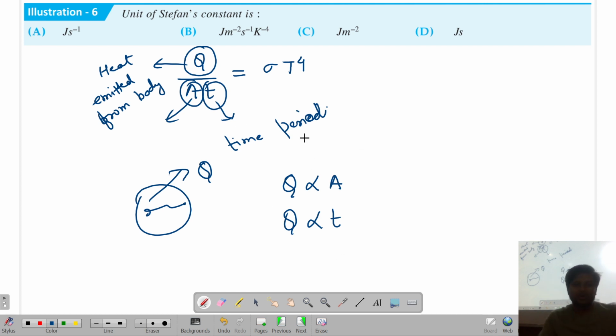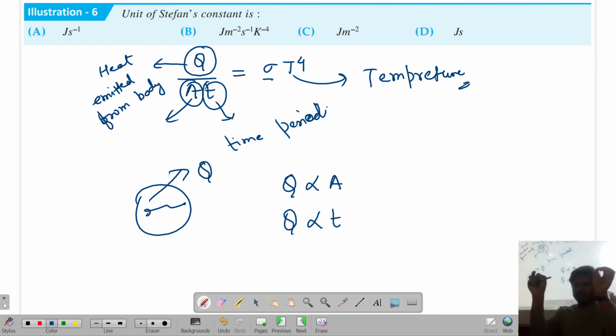Okay. Now this whole combination, Q by AT is equal to sigma into T to the power of 4, where T is what? Temperature. If this coal burns for this area and time, what is it going to provide? It is going to provide you temperature, yes or no? So it is equal to sigma T to the power of 4. Sigma depends upon the material. So this is temperature. Now understood or not? Temperature to the power of 4 depends upon total heat supply divided by the area divided by the time. That's all. Got it or not?